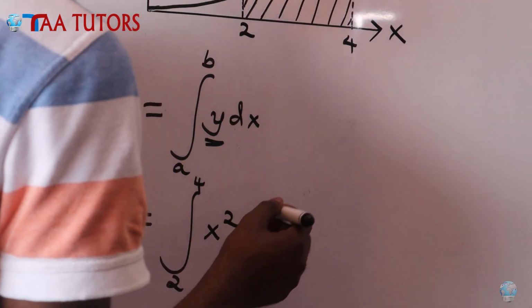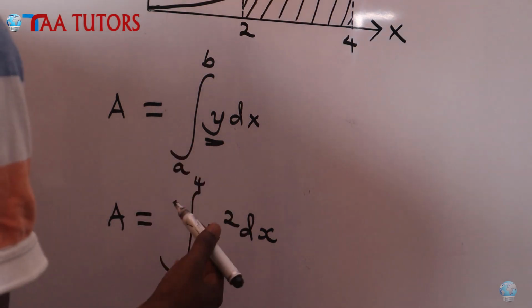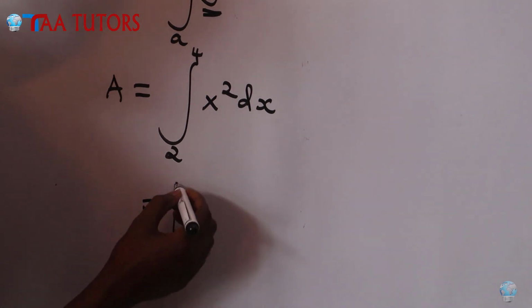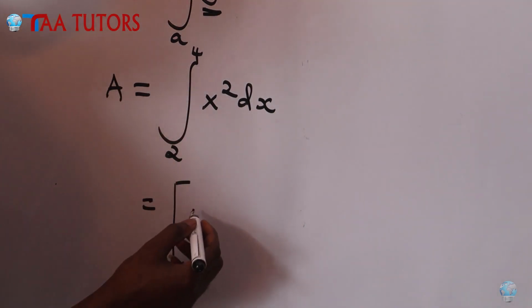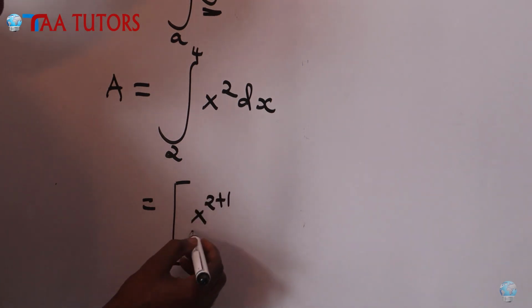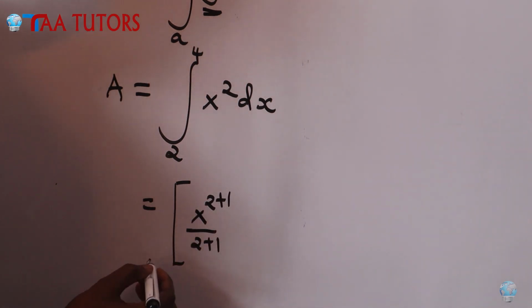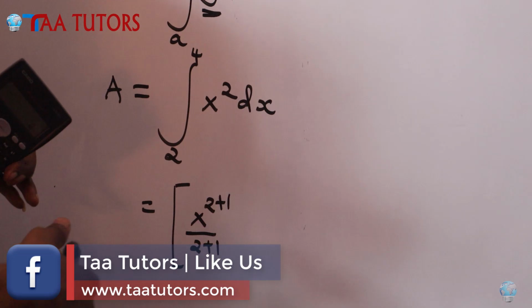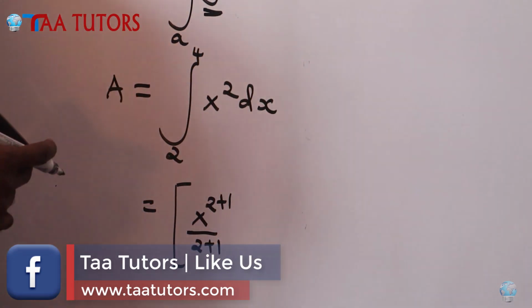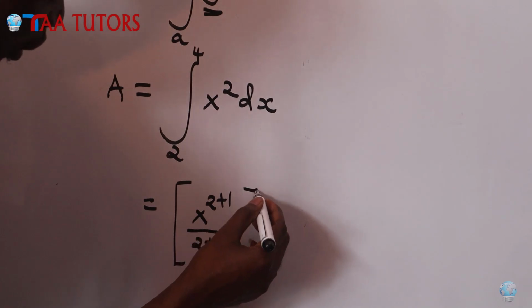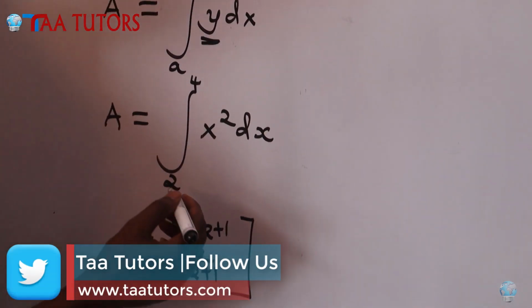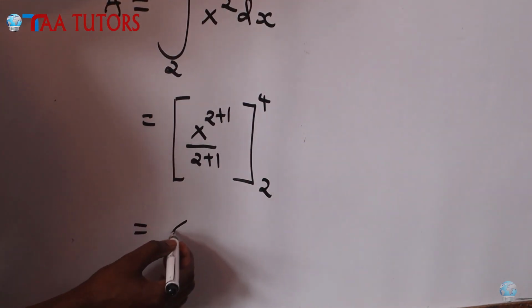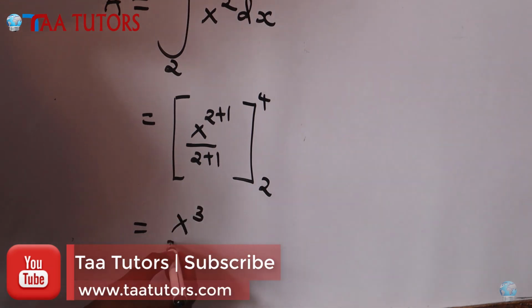After we get this, the first thing we are told to do is integrate. After integration, obviously we'll have a bracket. If you integrate this one, we are going to have x to the power 2 plus 1 over 2 plus 1. But remember that right now I don't want to include c, because whether I include c or not, after subtraction that c will disappear. So I'll simply ignore that c, and we have the limits 4 and 2 here. If I simplify, I'll say x cubed over 3.